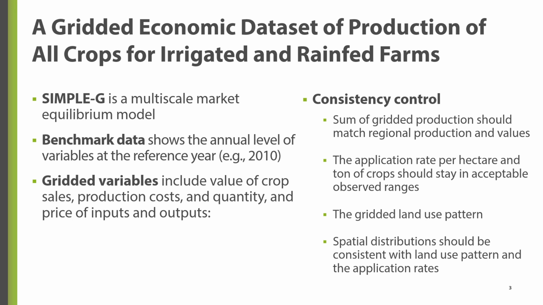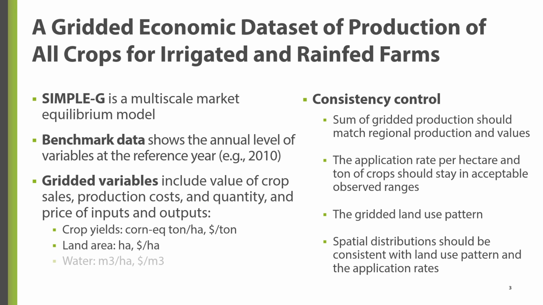The biophysical gridded information we need includes crop yields, represented in corn equivalent tons per hectare per year, land area, measured in hectares, water withdrawals, measured in cubic meters per hectare per year, as well as fertilizer use, quantified in kilograms per hectare per year.